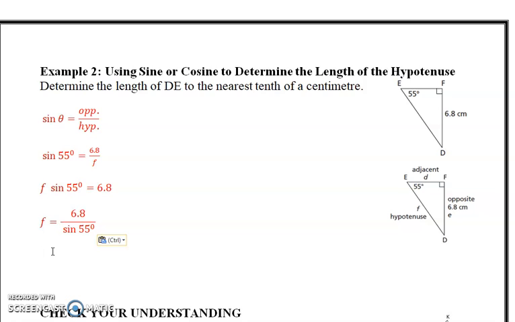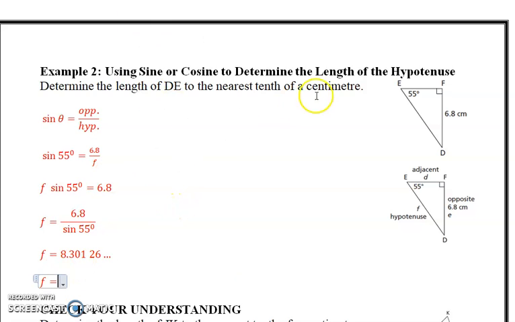and we get 8 decimal. I just take a few places after the decimal because it's usually going to get us around to the tenth or the hundredth or the whole number value. So it's going to be 8.30126. I just grab a few values. So f is equal to, and it says to the nearest tenth of a centimeter. So the 0 leaves the 3 as a 3, and it becomes 8.3, and the units, of course, are centimeters.